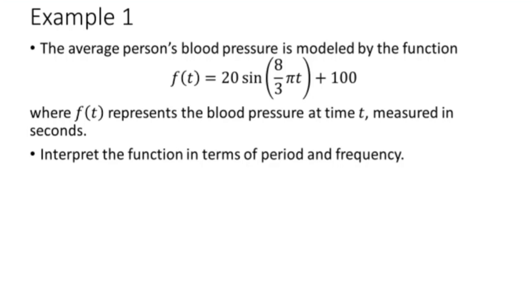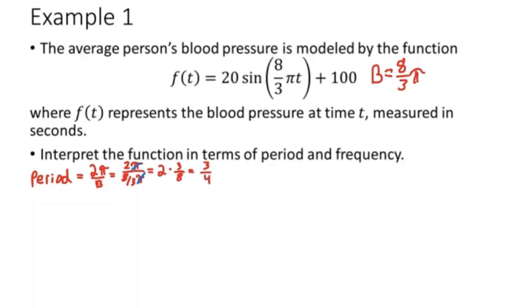So first, let's figure out the period and the frequency of our equation. If we take a look at our equation, b is 8/3 pi, but period, if you recall from the previous slide, can be calculated using 2 pi over b. So our period would be 2 pi over 8/3 pi, the pi's would cancel. 2 divided by 8/3 is the same as 2 times 3/8, which is 3/4. The frequency is b over 2 pi, or the reciprocal of the period. Since our period is 3/4, that means our frequency is 4/3.